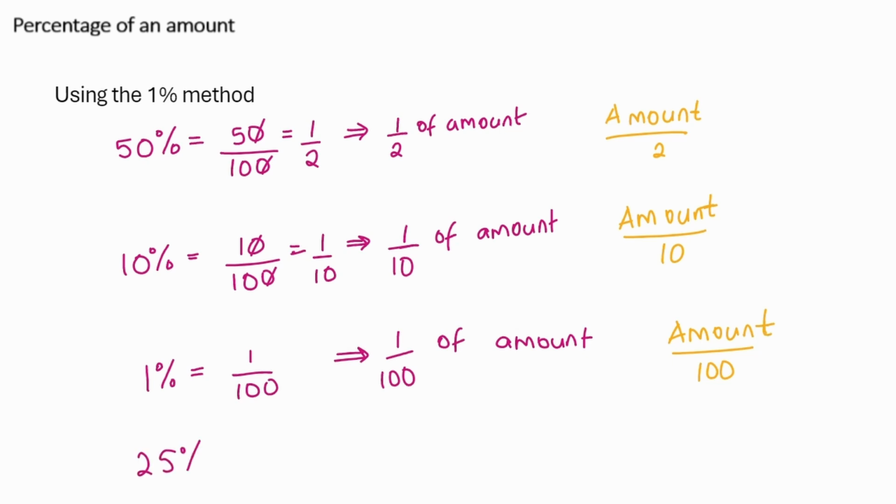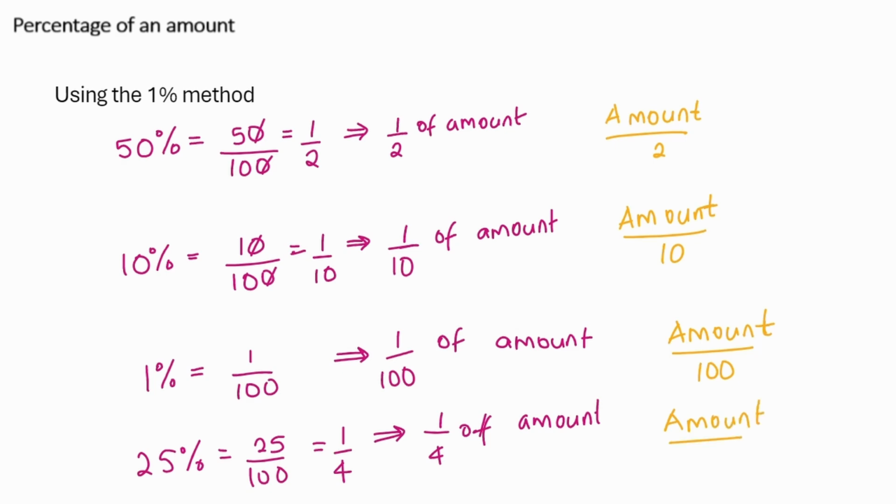Finally, when we're looking for 25% of any amount, we have to remember that 25% can be written as 25 over 100, and when we simplify that, we can write that as 1/4 or a quarter. So whenever we're looking for 25%, we are actually looking for a quarter of the amount. So we can simply take the amount and divide it by 4 in order to find 25% of the amount. And a combination of all these percentages that I've just shown you here can be used to find any percentage of an amount that you're looking for.